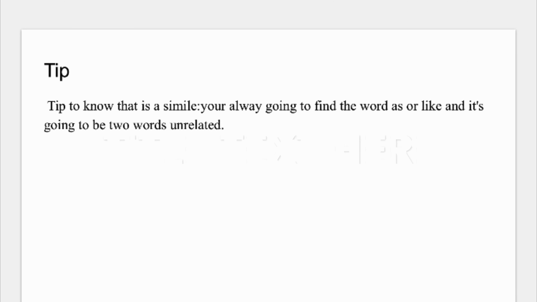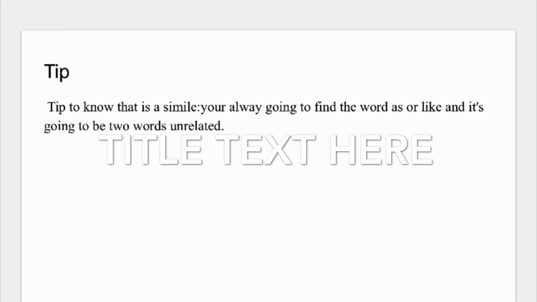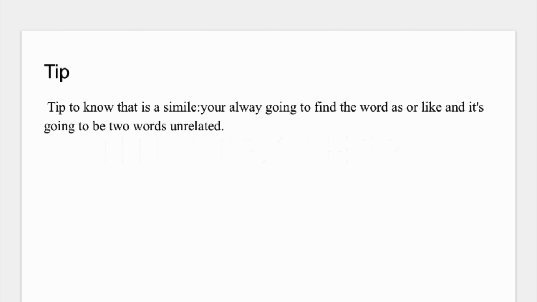A little tip to find the simile in your sentence. You're always going to find the word as or like in your sentence. You're going to look if the word as or like is there. If they're both there, it's a really good start to a simile. Then you're going to see, are there two unrelated things? And if there are two unrelated things in your sentence, you know it's a simile.